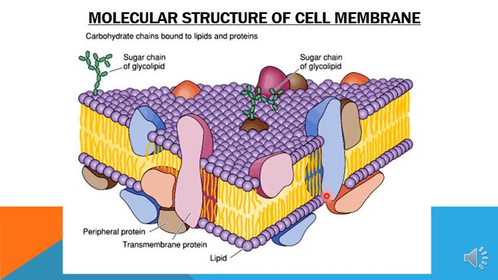functions as a channel. The second type of protein is called the peripheral protein, which is present in the periphery of the cell membrane and doesn't pass through the phospholipid bilayer. It functions as a receptor. The third molecule is called the carbohydrate molecule, and it is present in the form of chains, which are bound to either lipid molecules, which is called glycolipid, or protein molecules, which is called glycoprotein. This is a mistake. This is a glycoprotein.